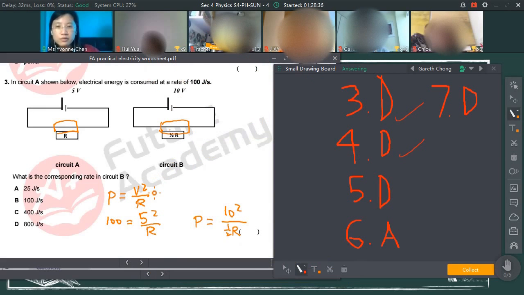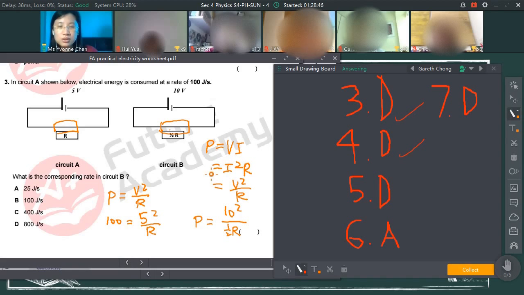Why do I use this formula? We have three, right? Power equals to V times I. Power equals to I squared times R. Power equals to V squared divided by R. But why do I choose this one? Because I know R. I have V. I don't know anything about current. I don't plan to find out current. Too troublesome, right? I don't know, I don't care. I don't need to find. So you always use the best approach.